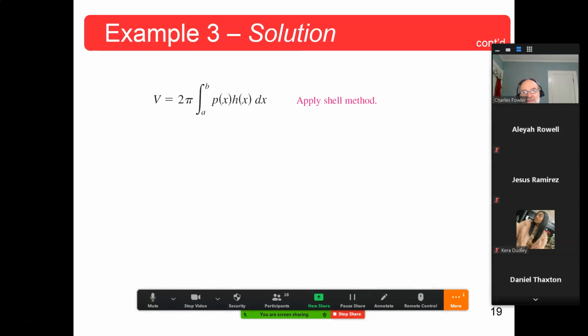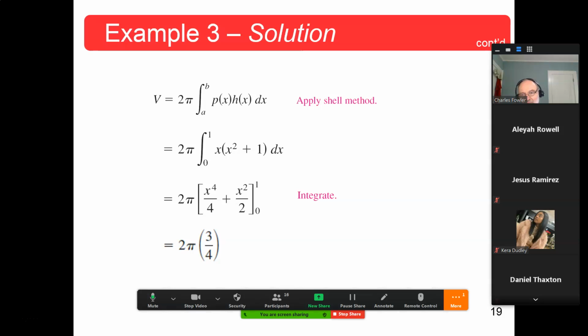2 pi times the integral within your limits. For us, it's going to be 0 to 1. The radius function is simply x, and the height is your function, which is x squared plus 1. Plugging those in, 2 pi times the integral from 0 to 1 of x times (x squared plus 1) dx. Multiply that through; they skipped a bunch of steps, went straight to that, and that gives you 2 pi times 3/4, which is 3/2 pi. I can't see it because my taskbar is in the way, but it's 3/2 pi.